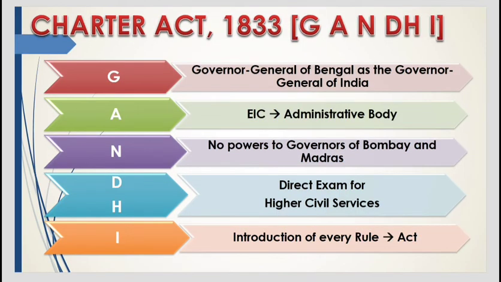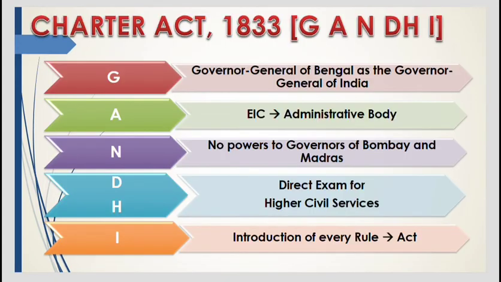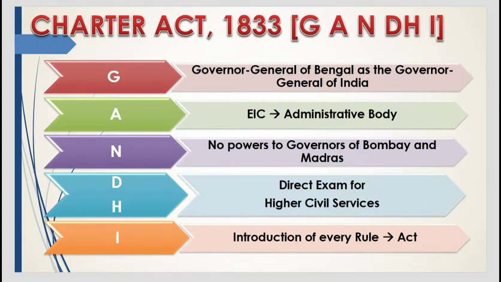Next, here A stands for East India Company now became purely an administrative body, and all the commercial functions of the East India Company were stopped and it was no more a commercial body, it was purely an administrative body. And company's territory in India were held in trust for His Majesty, his heirs and his successors. Next, N stands for no powers again to governors of Bombay and Madras, and they were again made subordinate to the Governor General of India.